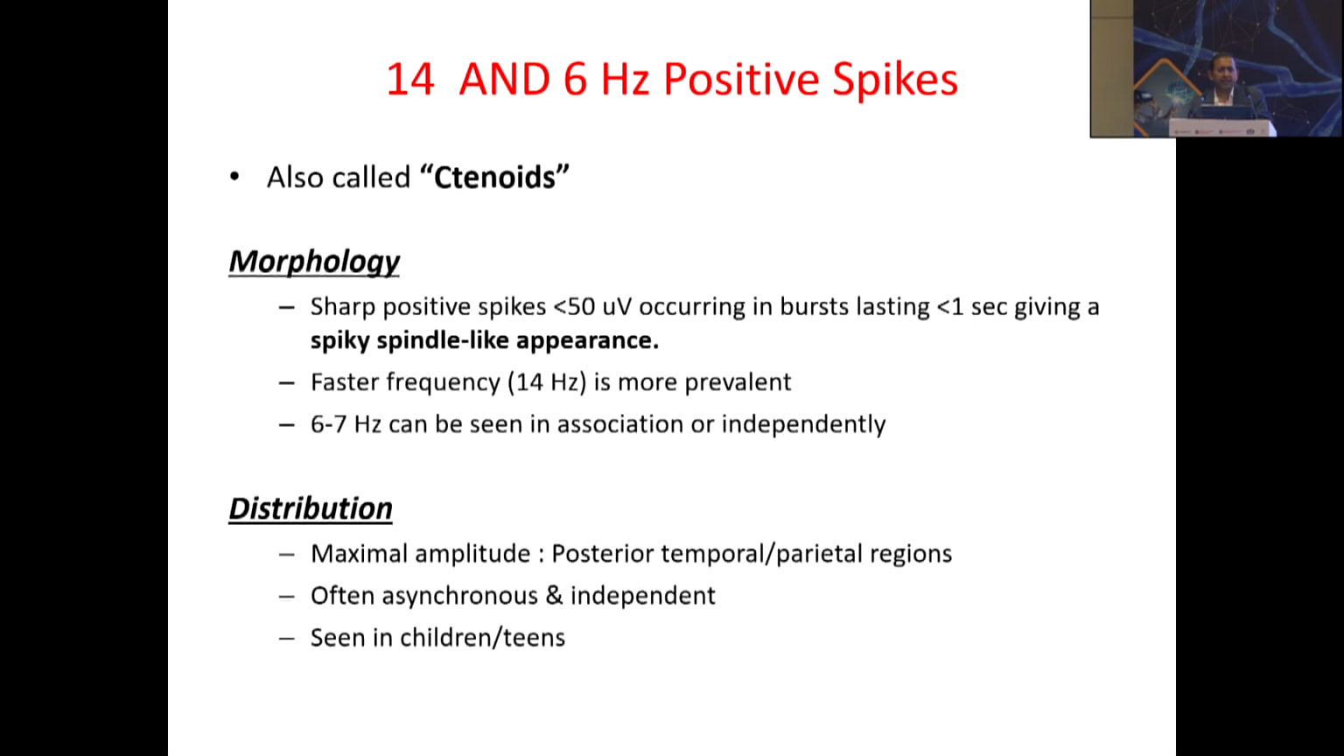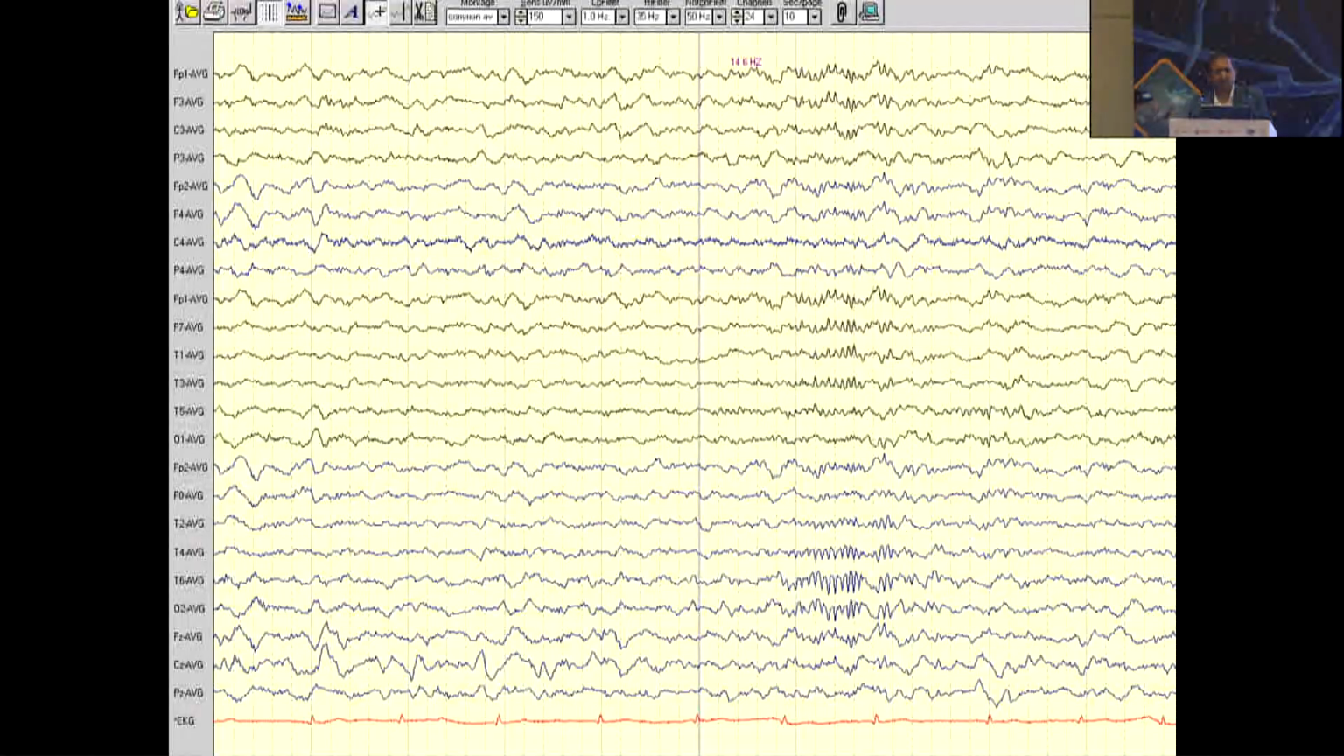Now comes 14 and 6 Hertz positive spikes. So these are also non-epileptiform. Mostly happen in pediatric age group. Last for less than a second. Again, amplitude is very small. Look like spindle-like morphology, but they are sharper and they are positive. So these are the two important points. Mostly seen in the posterior region. While the spindles are seen in the anterior region, the 14 and 6 Hertz are in the posterior region. Can be unilateral, can be bilateral.